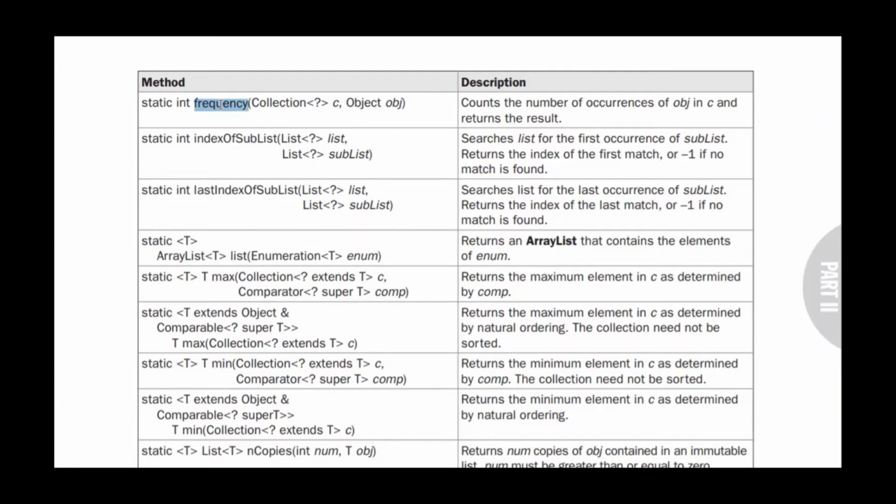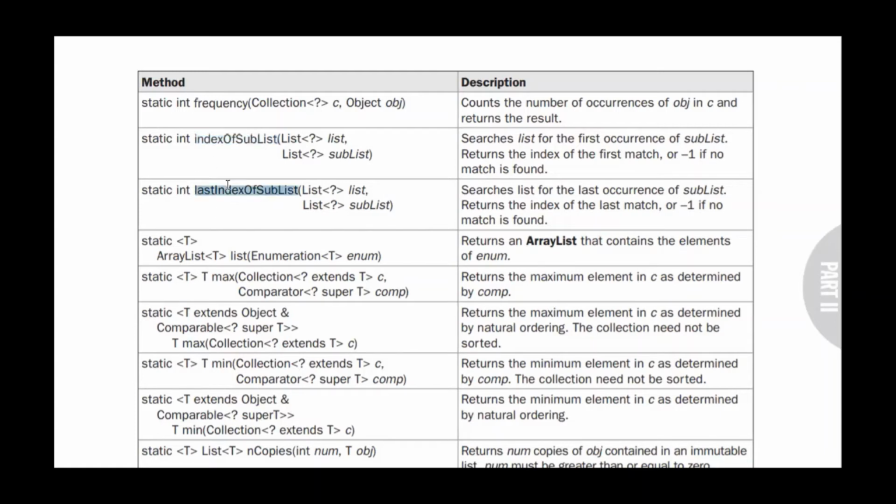Index of sublist. The indexOfSubList method takes a list and a sublist and will search the list for the first occurrence of the sublist. If the sublist is present in the list, then it will return the index. Otherwise, -1 will be returned.